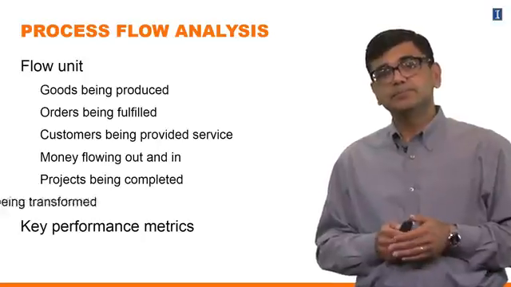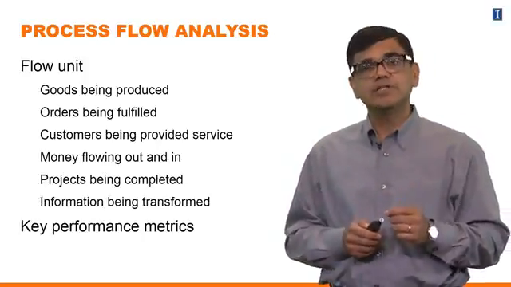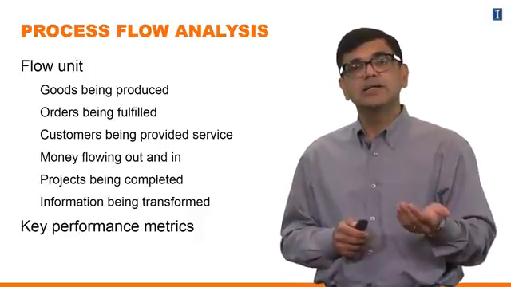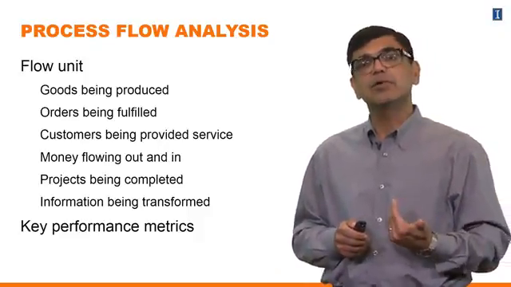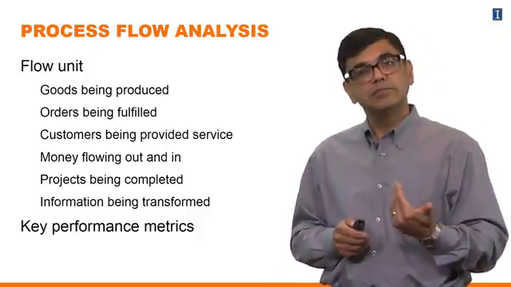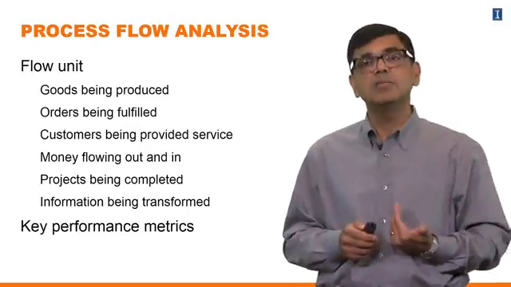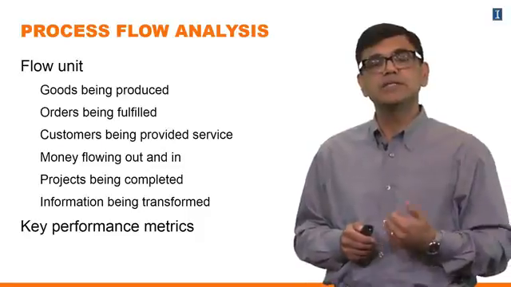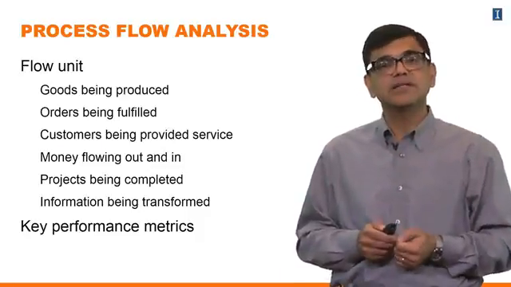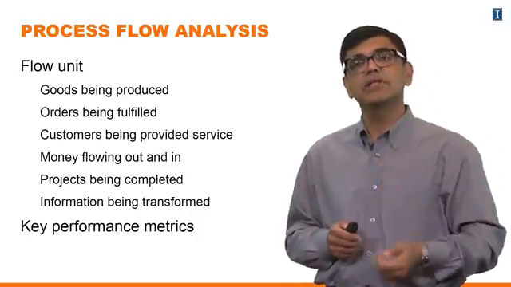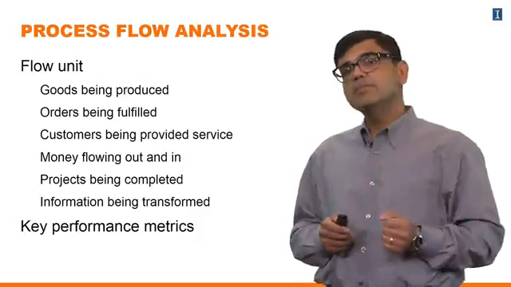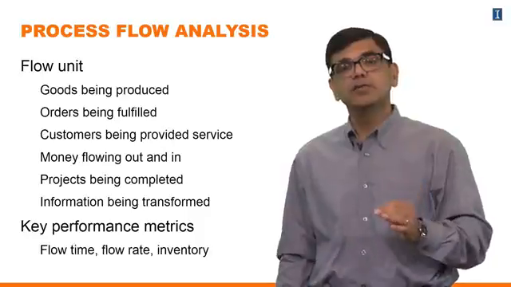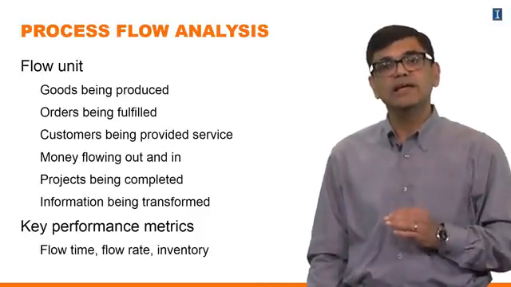And finally, the flow unit could be information. For example, if you are an insurance company that receives applications for insurance, the flow unit is the information that came from customers and got converted into policies or quotes that were sent back to customers. So the flow unit there is the information. So the three basic metrics that we'll be looking at are going to be flow time, flow rate, and inventory.